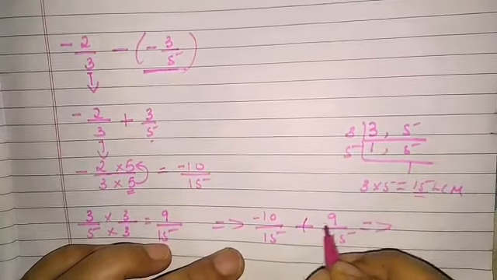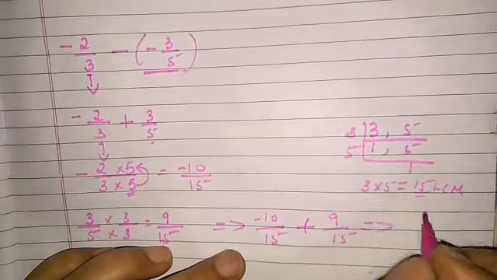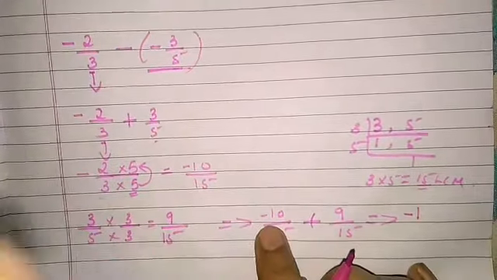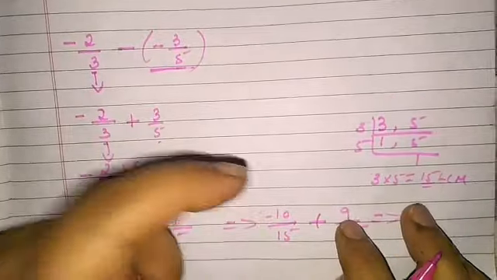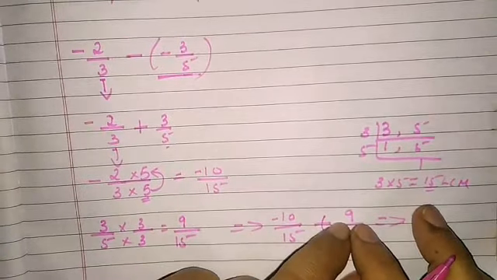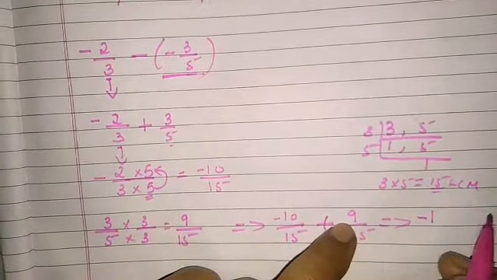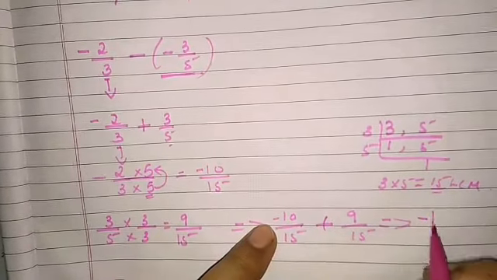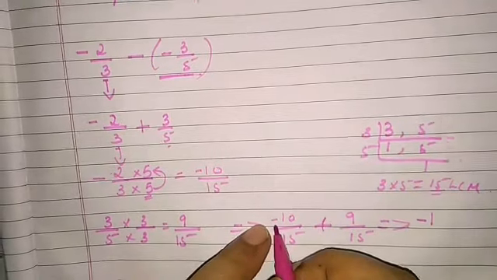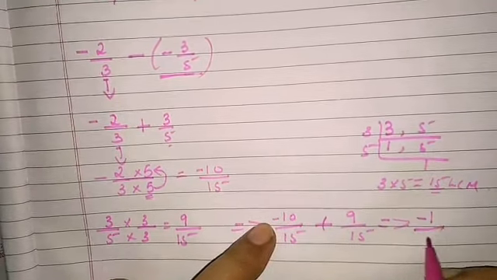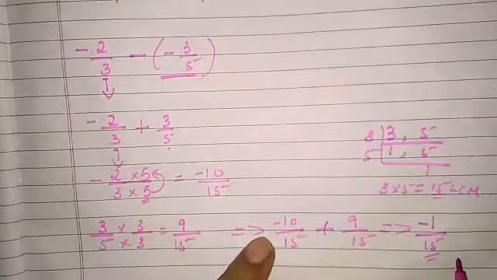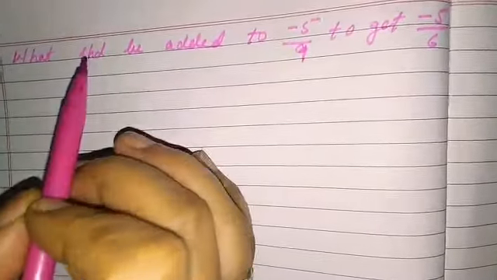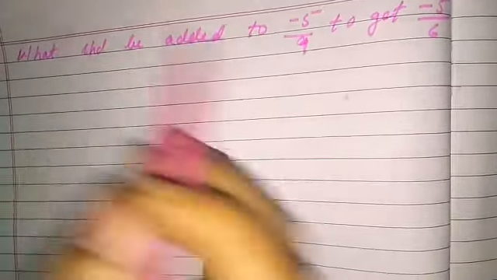So minus 10 plus 9 gives us minus 1, because if you have a negative sign for one number and a positive sign for another number, you have to subtract the numbers. So minus 10 plus 9 gives us minus 1. We write the sign of the bigger number, by 15. Now this is the answer. I hope, children, you must have understood how to add and subtract rational numbers.